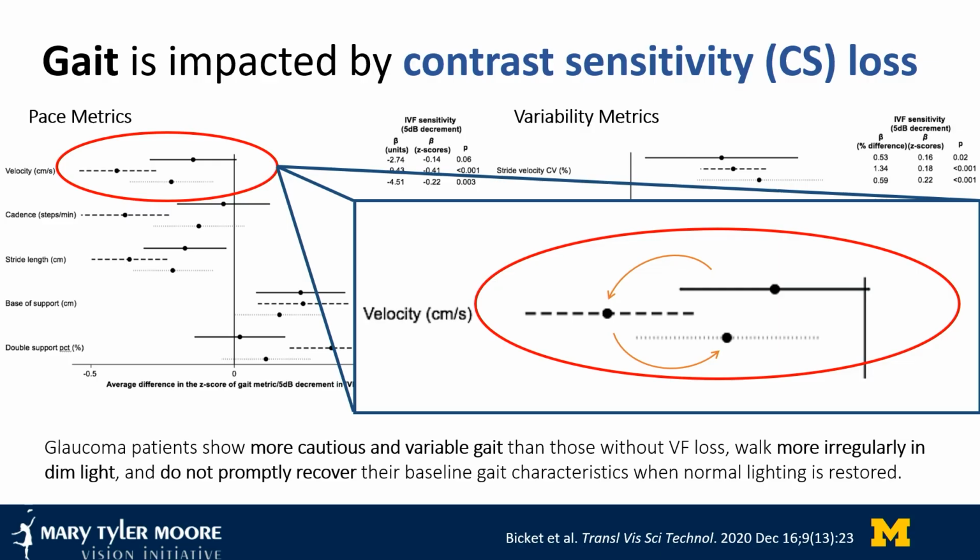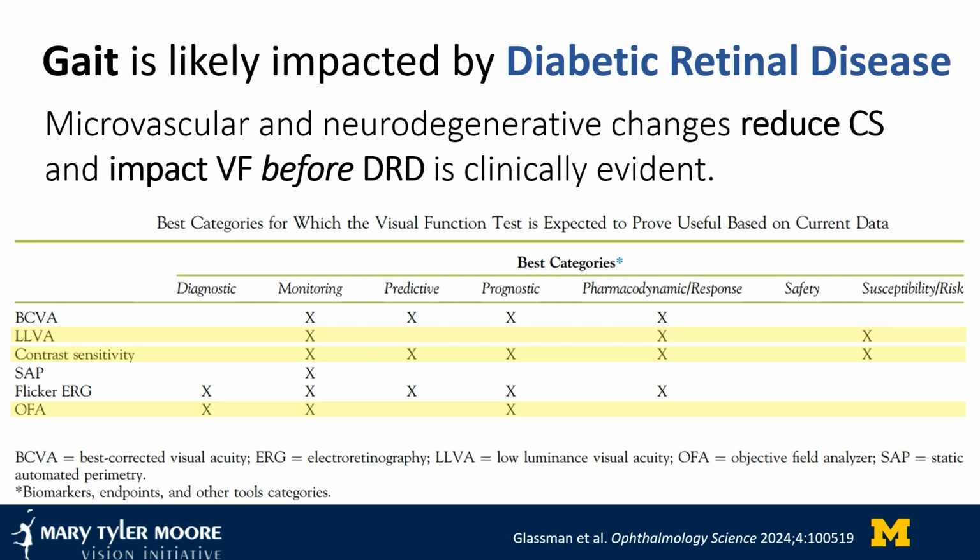Here, I've highlighted a pattern that we saw across both pace metrics and variability metrics. Glaucoma patients showed not only more cautious and variable gait overall, but got slower and more variable in dim light, and more interestingly, did not recover their baseline gait when the lights came back on. Crucially, these changes were evident across the whole spectrum of disease, visual severity, and field loss, which is to say from the earliest minimally symptomatic stages of glaucoma. I actually stopped turning off the lights in my exam room for most patients when I saw these results.